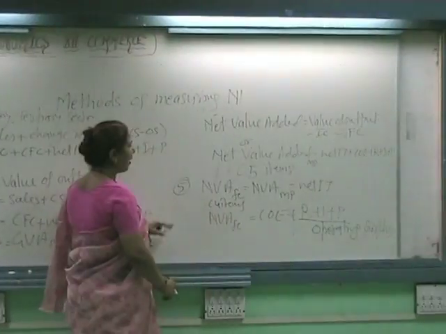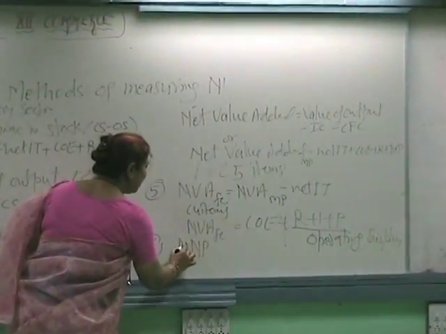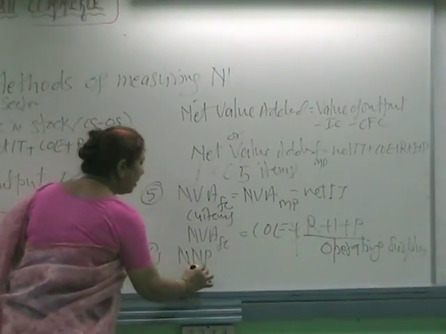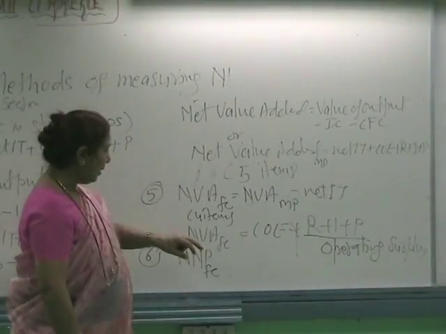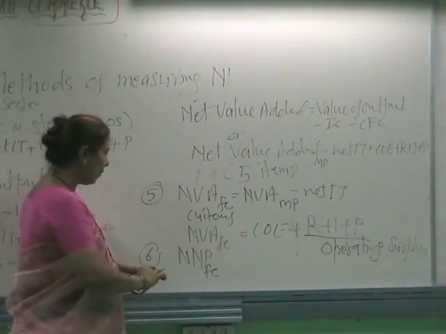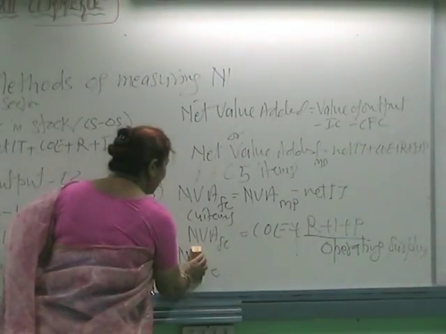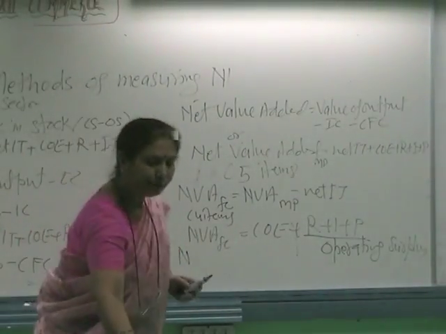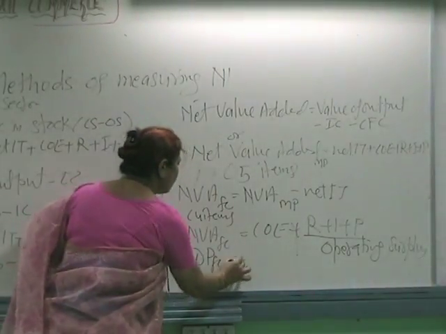Lastly, we have to find out value of national income. Now national income is nothing but NNP at factor cost. So what we have to do? Net value added. First you have to find out NDP. First we will find out value of NDP at factor cost. What we do?